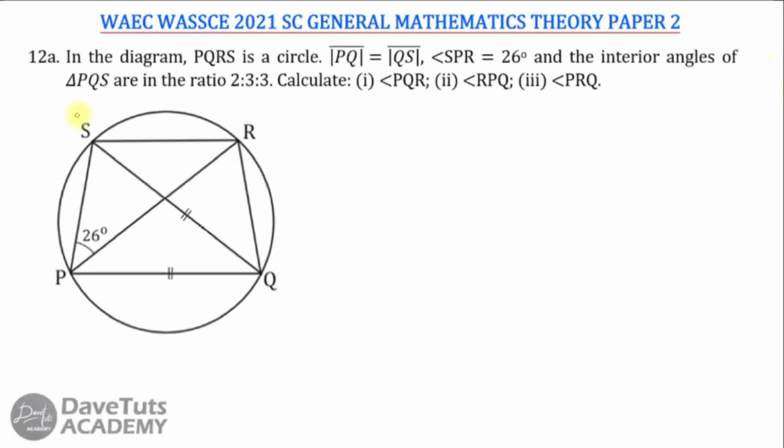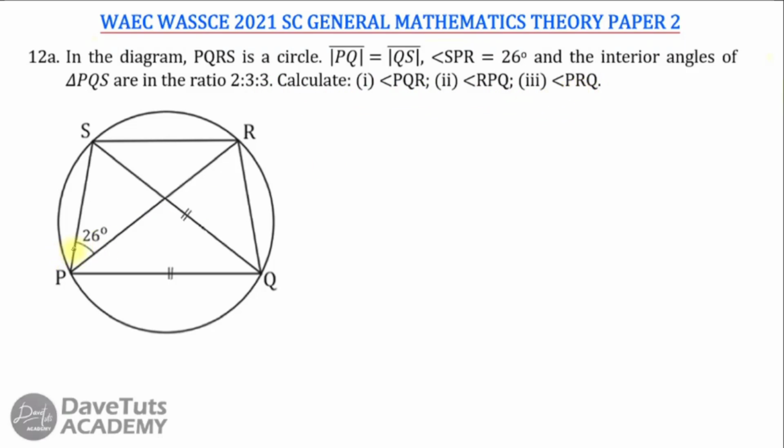In this question on circle theorems, we are told that in the diagram, PQRS is a circle, and PQ is equal to QS, and angle SPR is given as 26 degrees, and the interior angles of triangle PQS, this triangle here, are given in the ratio 2:3:3, and the mandate is to find PQR, RPQ, and PRQ.